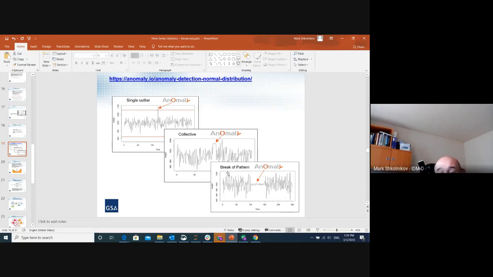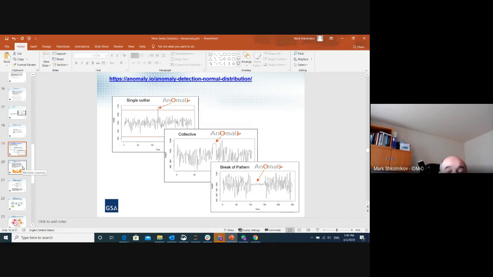And so a pattern may not necessarily be a time pattern or seasonality. It may be a break of variance, right? So all of a sudden from high variance, we go to a low variance. And again, that's an anomaly. So I like these illustrations. I mean, this is a bit techy. They talk about normal distribution. I think it's a good read.